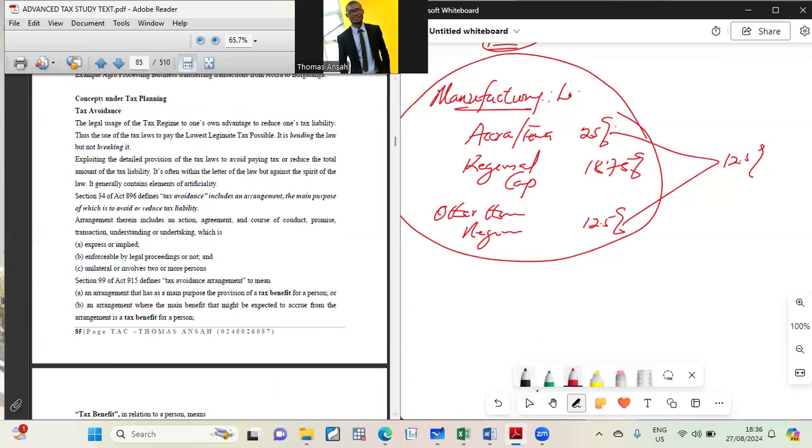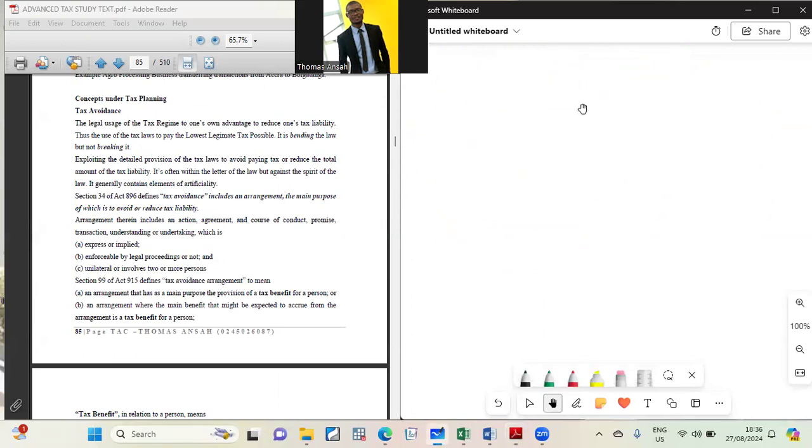Now, let's look at these three concepts, because it's an often asked concept. One is tax avoidance. Then we have aggressive tax avoidance. Then we have tax evasion.